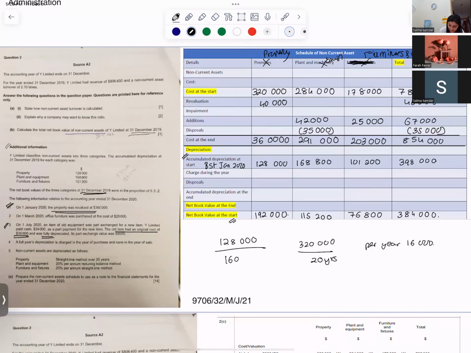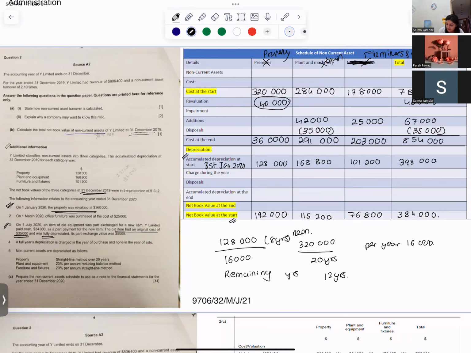128,000 divided by 16,000. That means you've already charged 8 years of depreciation. Now you have done a revaluation to 360,000. You've done a revaluation of 40,000, right? So 8 years depreciation has already been charged. What is the remaining number of years? 12 years. So the remaining number of years is 12 years.